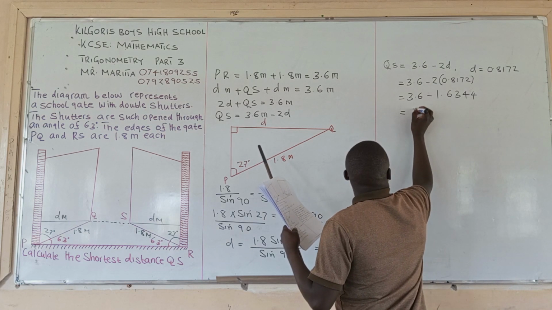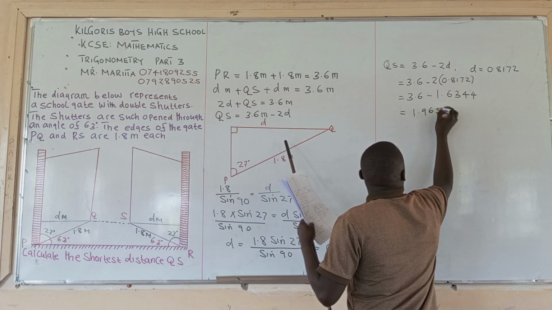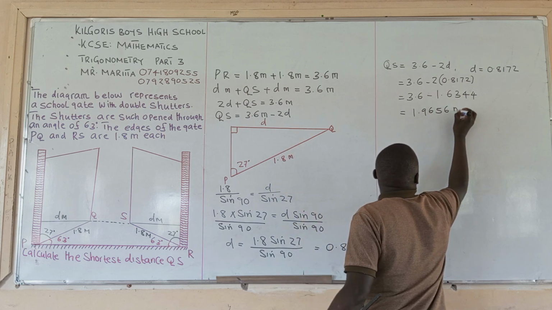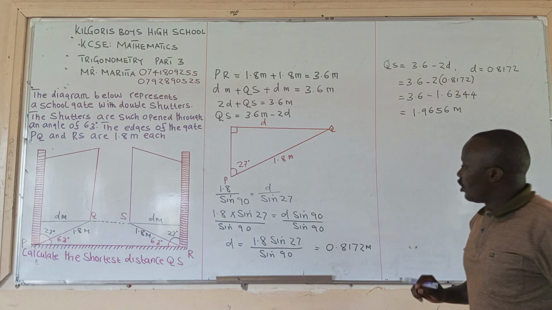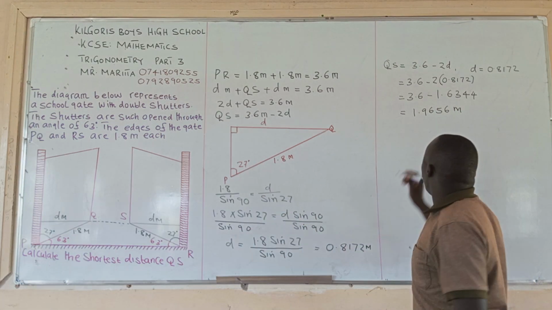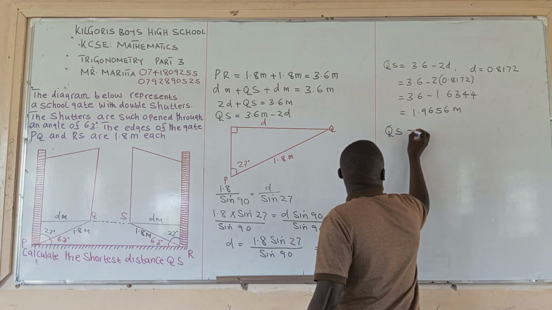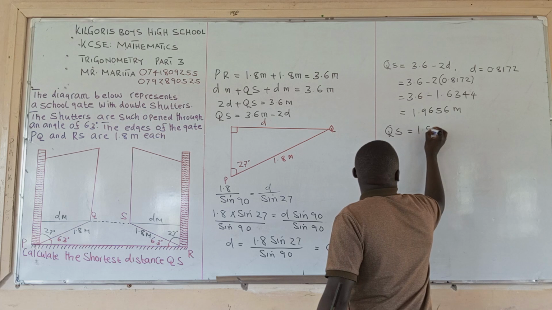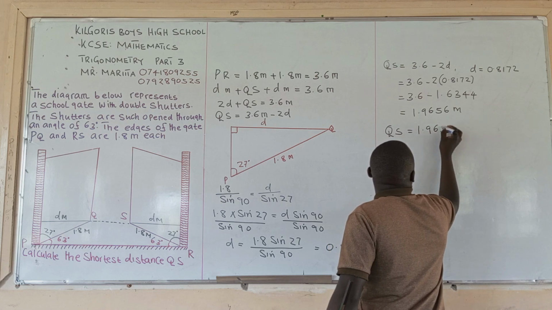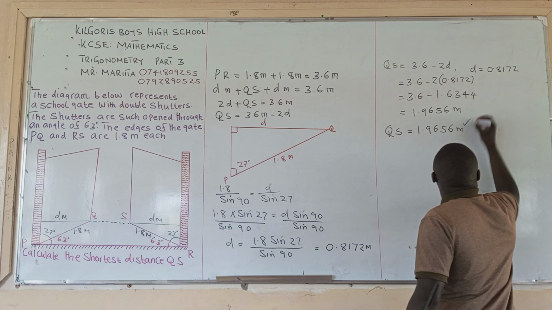And if you subtract that one, you will get that distance. The distance is 1.9656 meters. So the shortest distance QS is just 1.9656 meters.